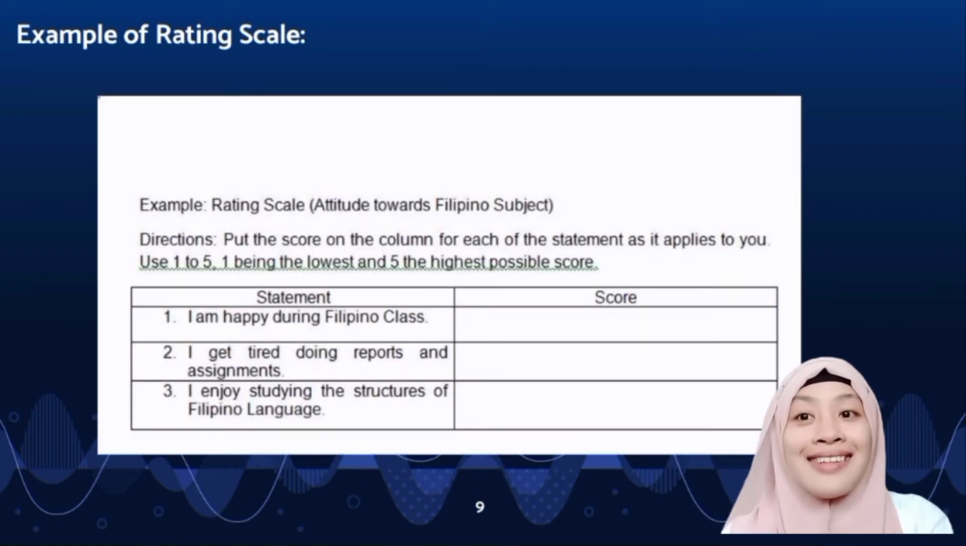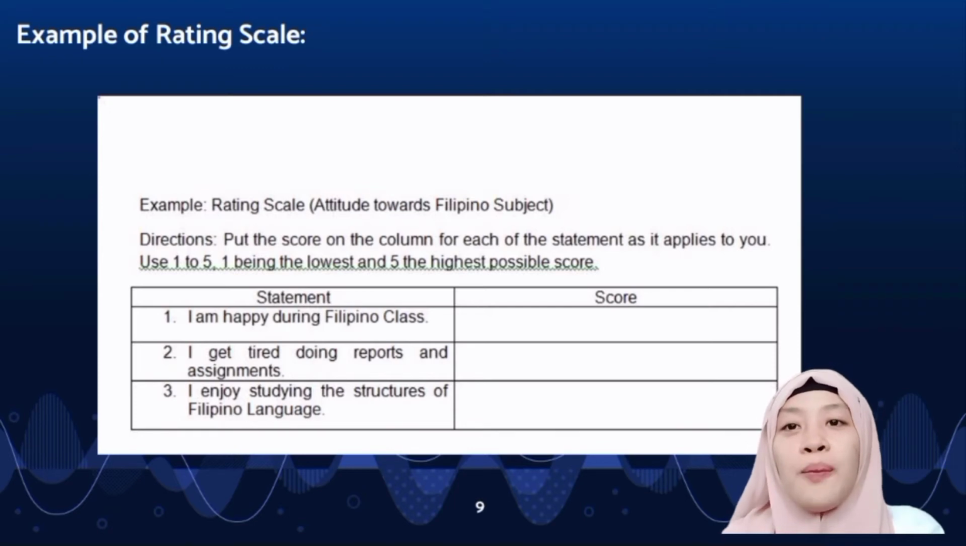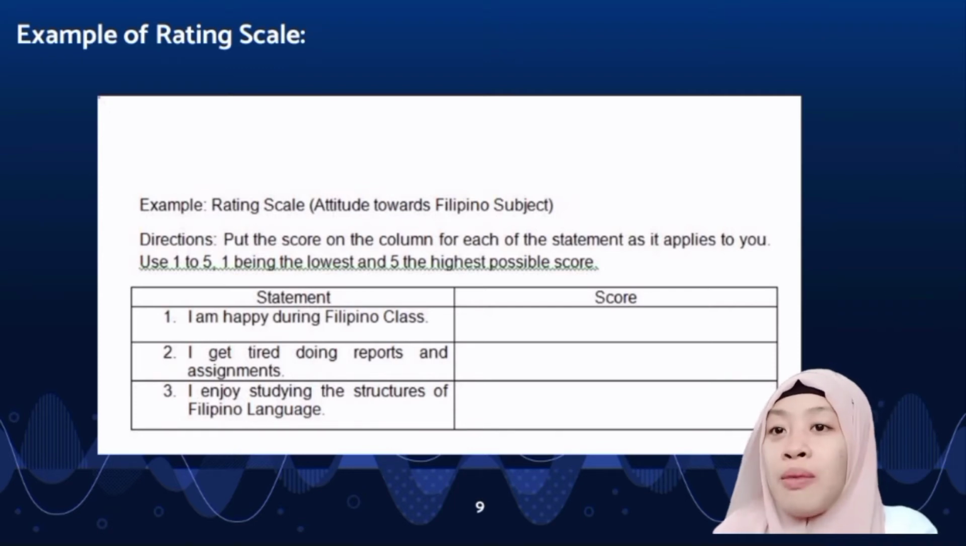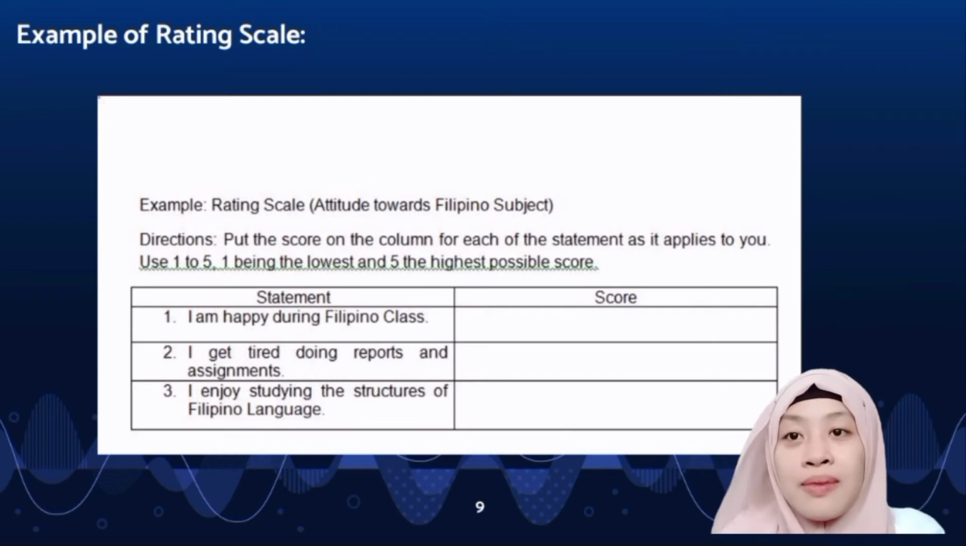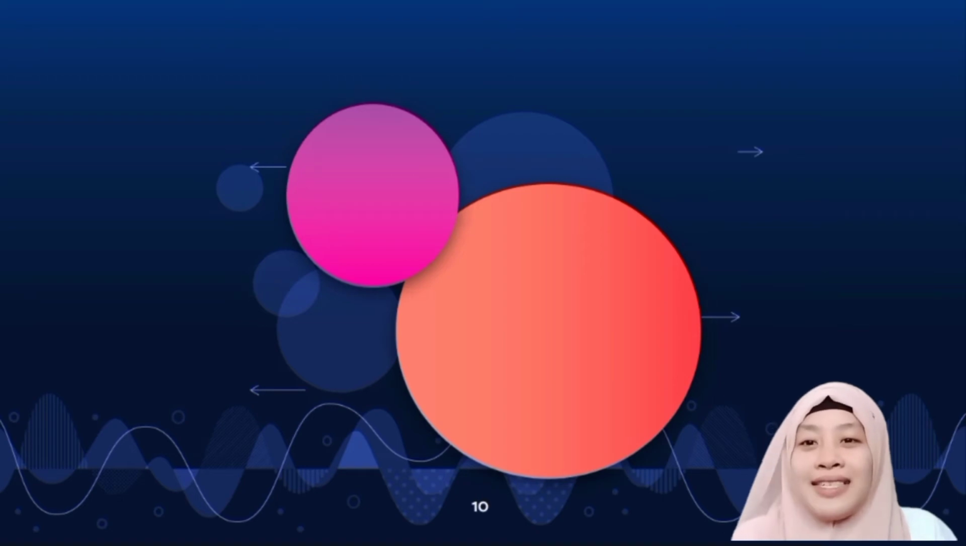An example of rating scales is the attitude towards Filipino subject. The student will put the score in the column for each of the statements as it applies to you. Use 1 to 5, 1 being the lowest and 5 the highest possible score. So let's move on to the types of rating scales.